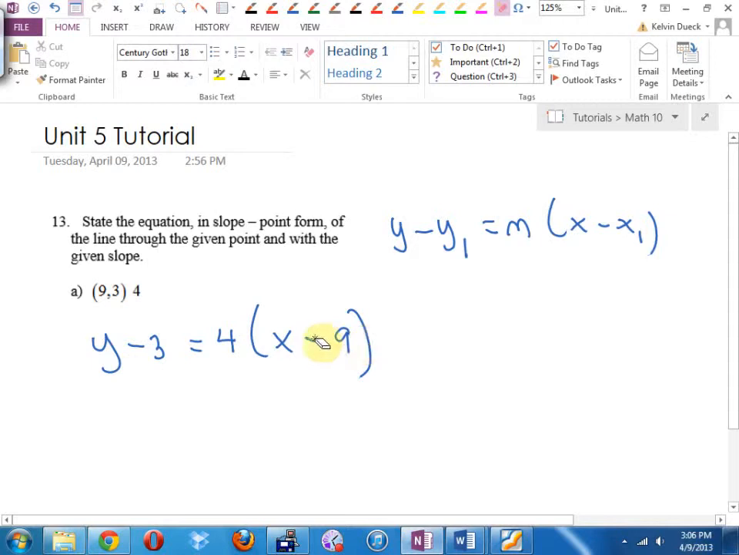Why is it minus, Mr. Dewick, and not plus? When we did this lesson, we actually showed that it came from the slope formula, and you did end up with an extra negative in front of each number, which changed their sign.